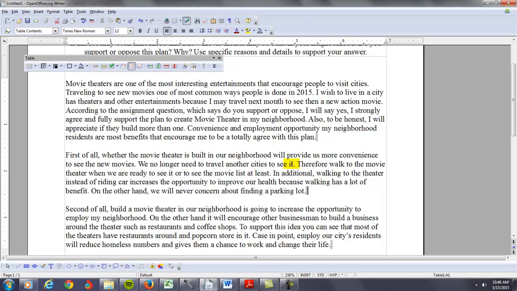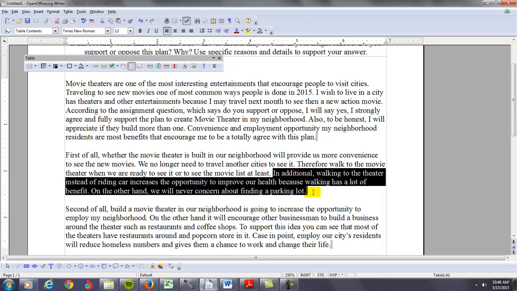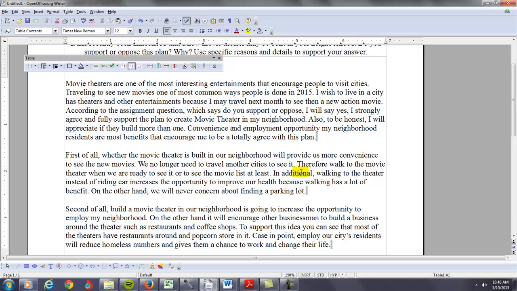You would say, we no longer need to travel to other cities to see movies. For example, I might say, I live in Oak Hills right now. The nearest movie theater is in Hesperia, about 10 miles away. If a movie theater is built near my neighborhood, I will no longer have to drive 10 miles to see a movie. So it would be much more convenient for me to have a movie theater in Oak Hills, California. That's what I would say instead of saying all this information here. You see what we're saying there? So you have to be careful. Keep everything focused around your ideas.